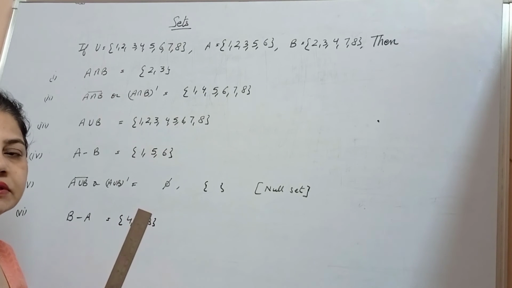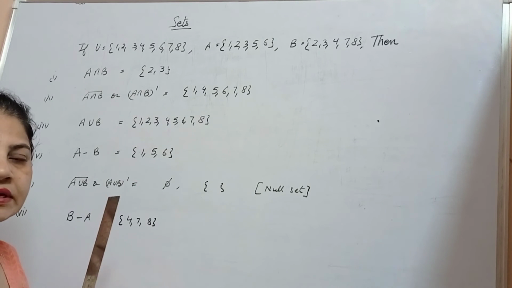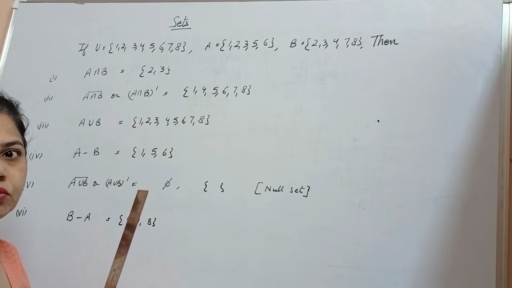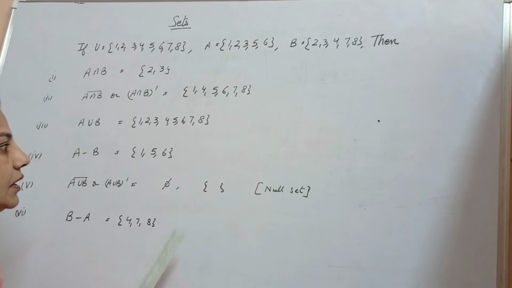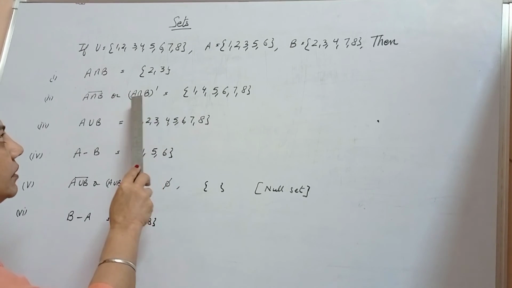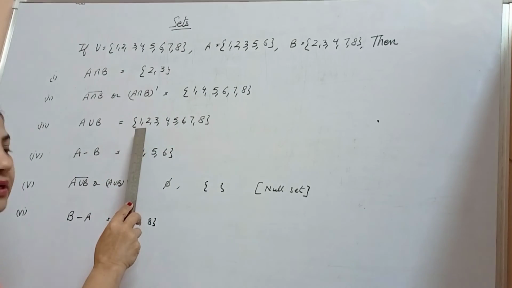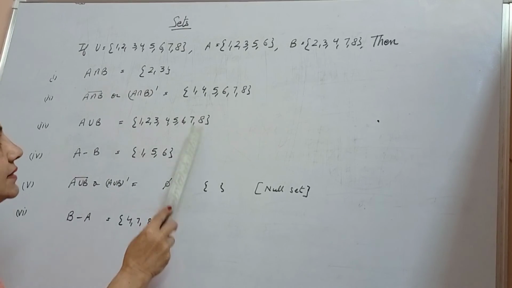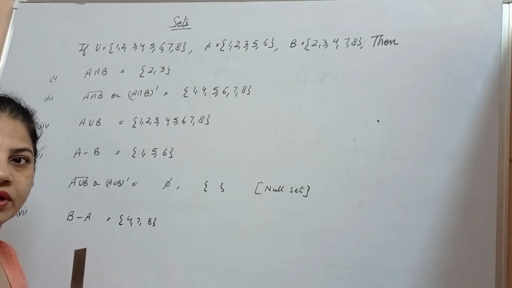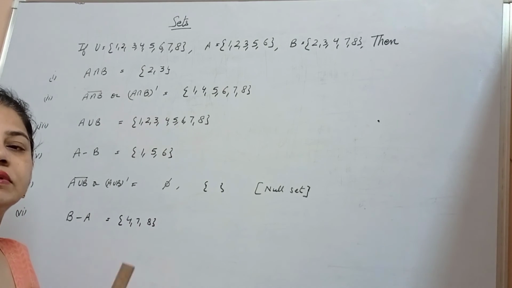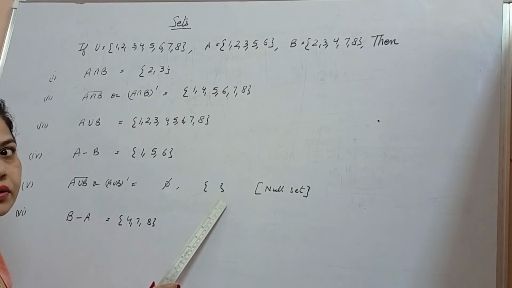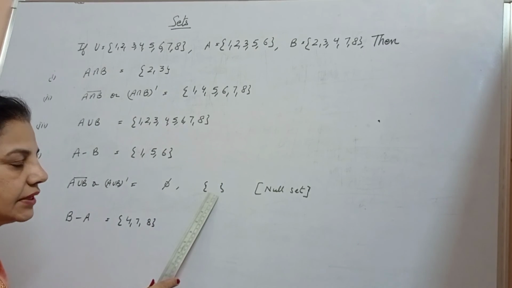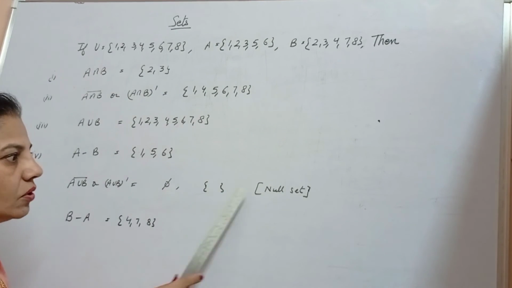We compare the elements of A union B with the universal set and we exclude the elements of A union B, and the rest of the elements will come in A union B complement. We have observed that in A union B, the elements are 1, 2, 3, 4, 5, 6, 7, 8 and the universal set also has the same elements. So other than the universal set elements, there will be no element. So we have phi, or say empty bracket. This is called the null set.